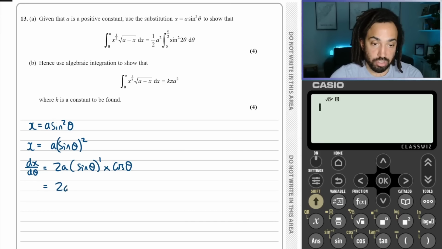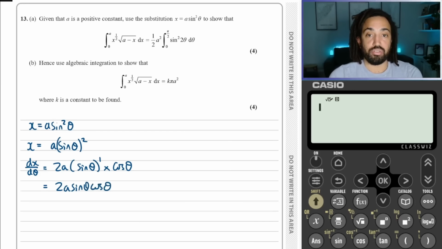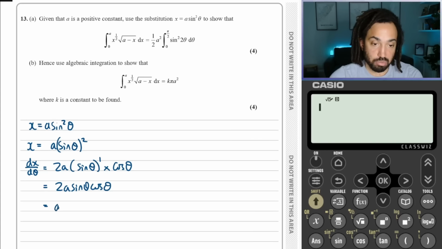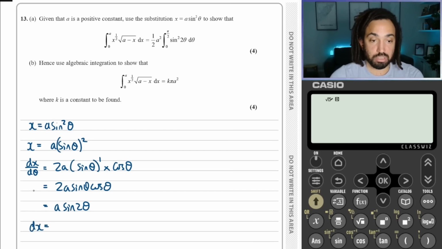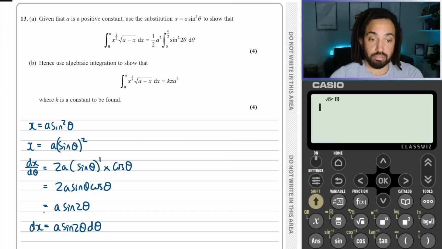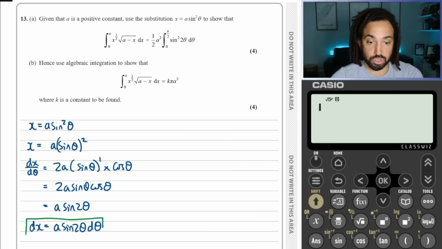So this is the same as 2a sine theta cos theta, and if you know your double angle formulas, then you'll know that 2 sine theta cos theta is the same as sine 2 theta. There's an a there as well, so it's a sine 2 theta. So then in order to get dx, we just multiply both sides by d theta, so it's a sine 2 theta d theta. Okay, right, we'll bag that up because we're going to use that for sure.